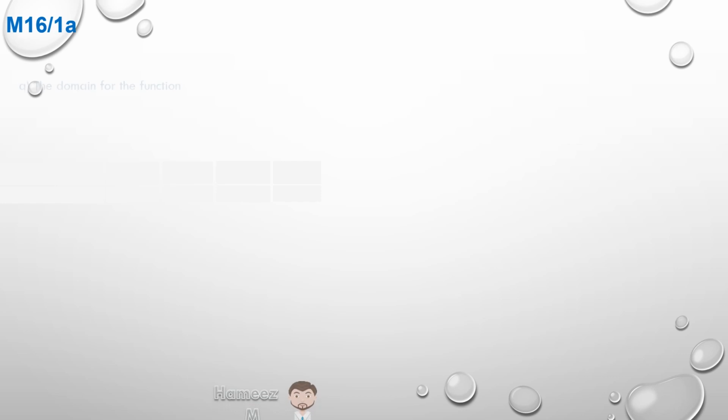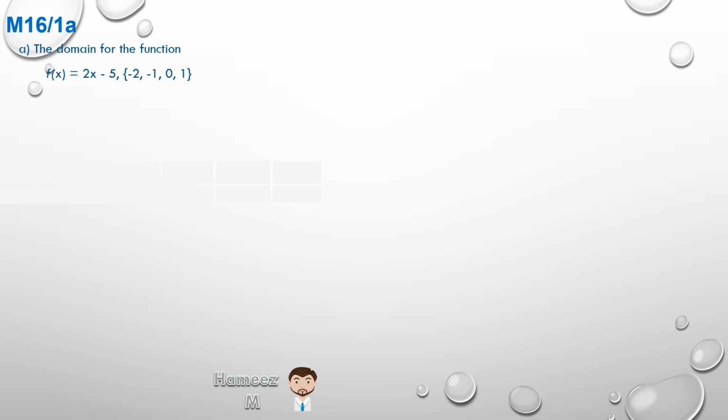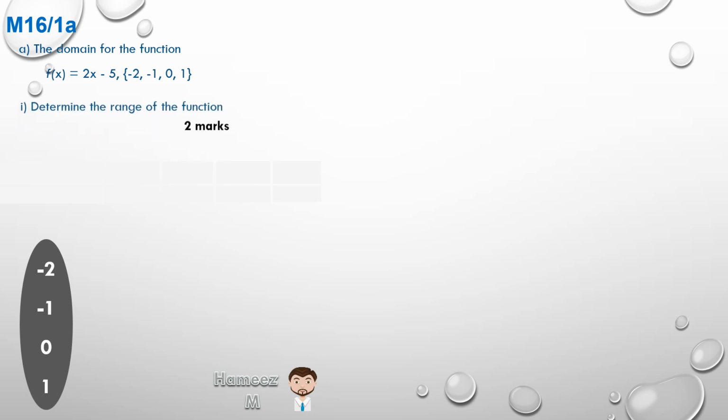May 2016, number 1a. Domain for the function f of x is equal to 2x minus 5 for values minus 2, minus 1, 0, and 1. So let's bring up the domain in a dark gray oval and plug in those values. Determine the range of the function. So how do we go from minus 2 to give us our range value.